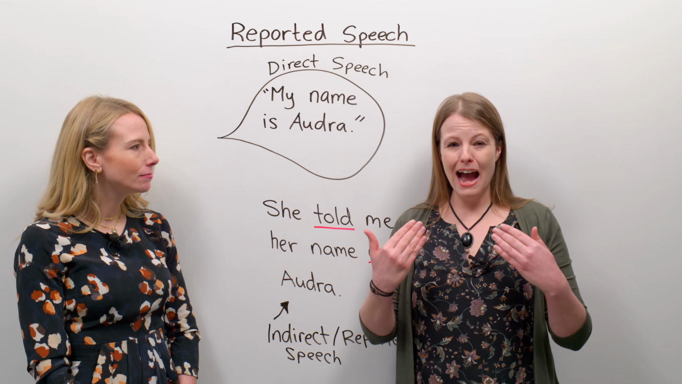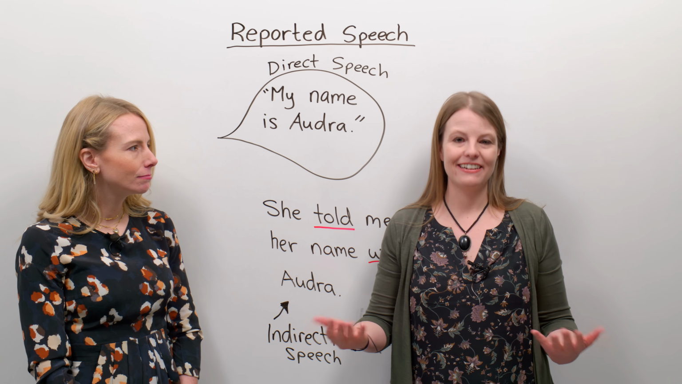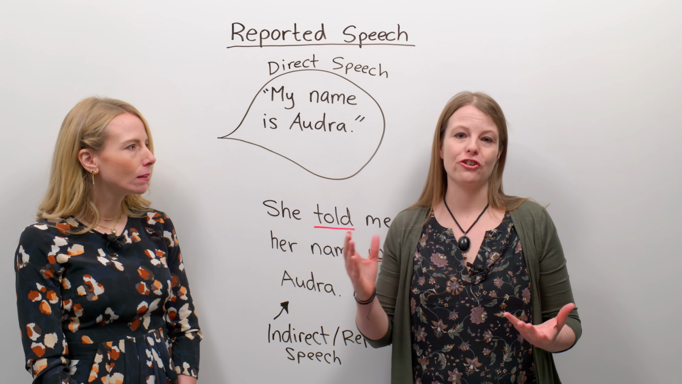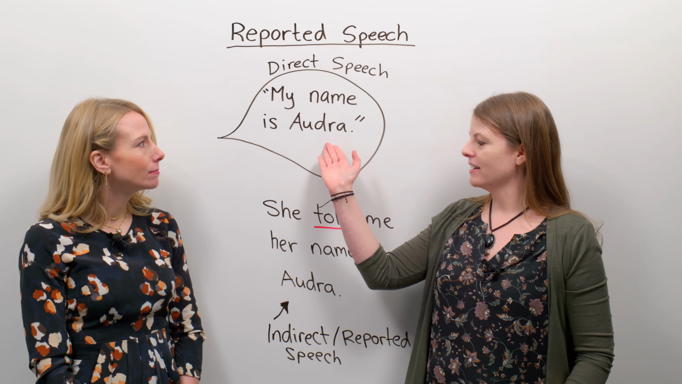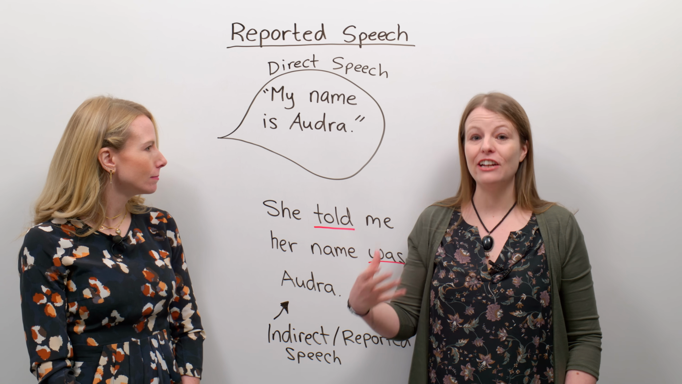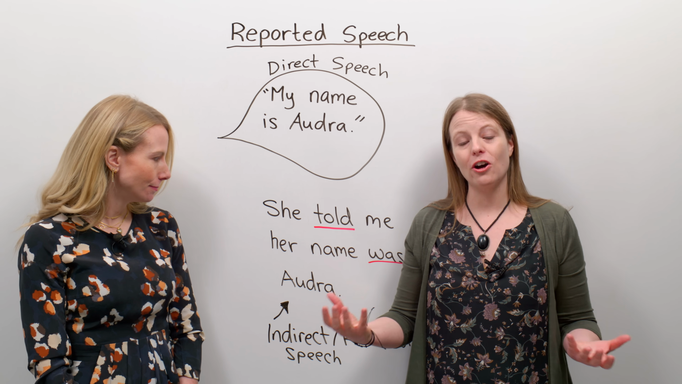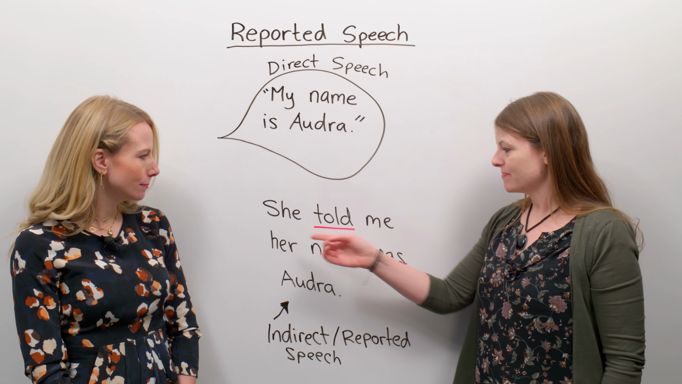Now imagine I want to tell someone else what Audra said. What do I have to do? Well, I actually will have to change her sentence. So Audra said, "My name is Audra," which is direct speech. I need to change this to reported speech. We can also call this indirect speech. And this is what I've done down here.